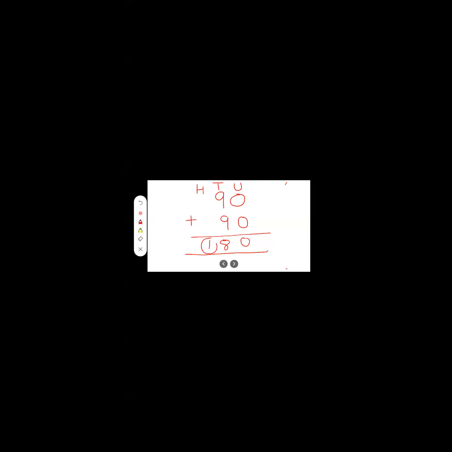This 1 is in hundreds place. This we will study later. Place of 100. Okay, therefore the answer is 180. 90 plus 90 should be 180. So this is wrong.